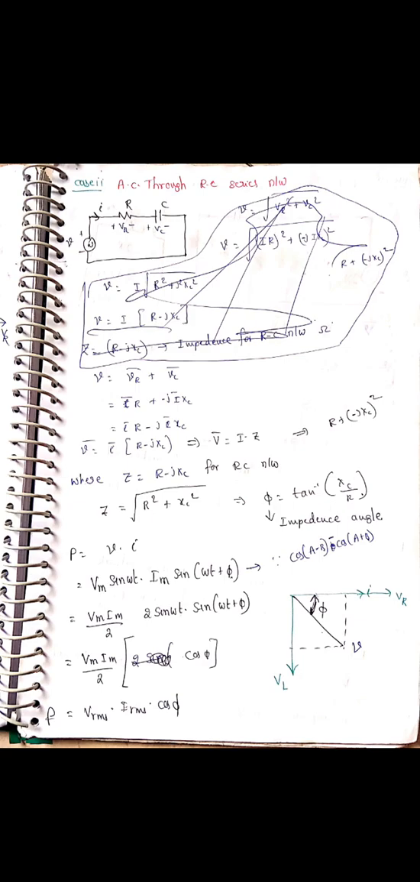Now here also, if you want to calculate the Z magnitude, Z is equal to root of R square plus XC square. Phi is equal to tan inverse of XC by R.